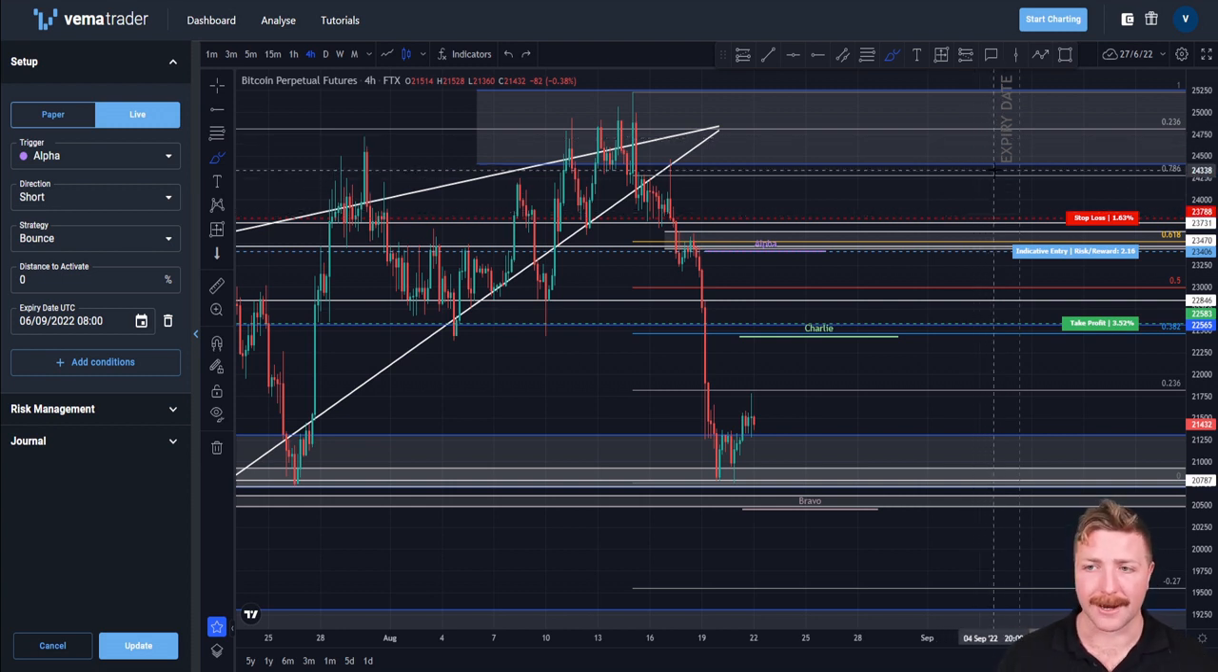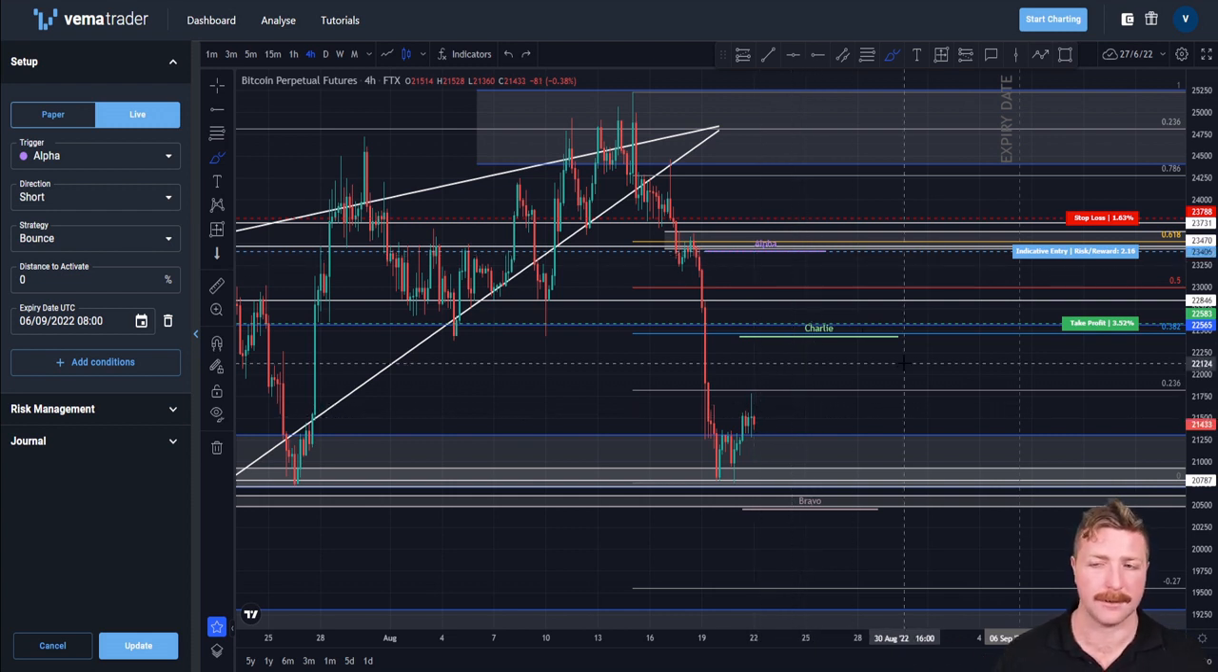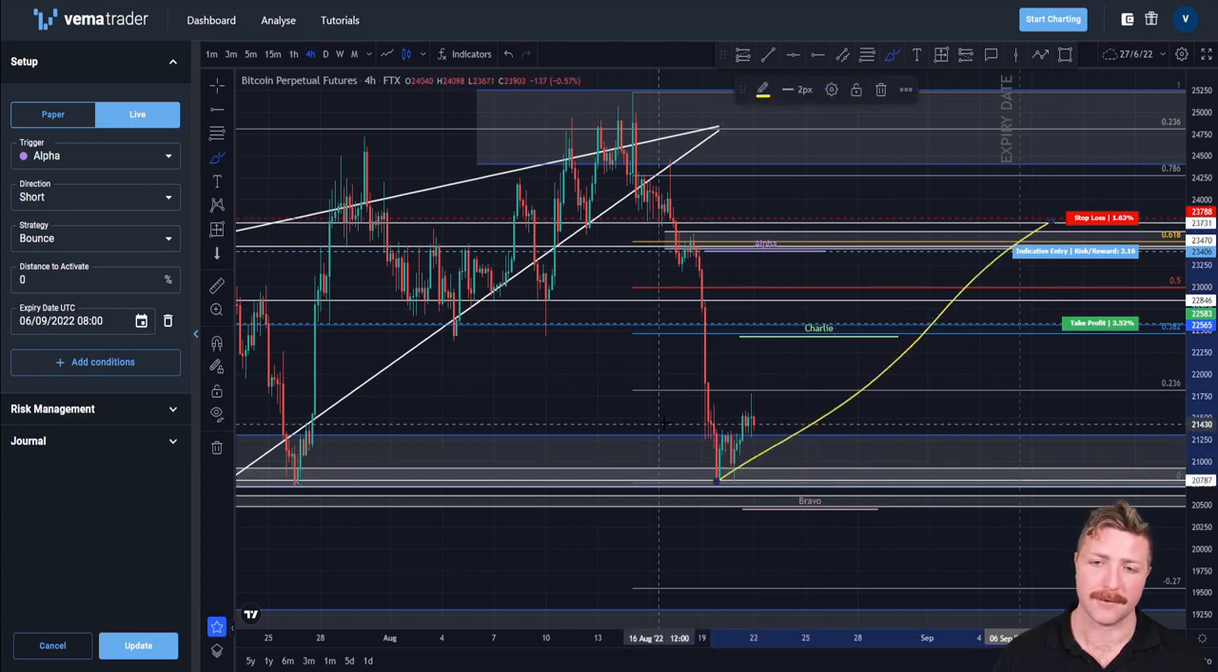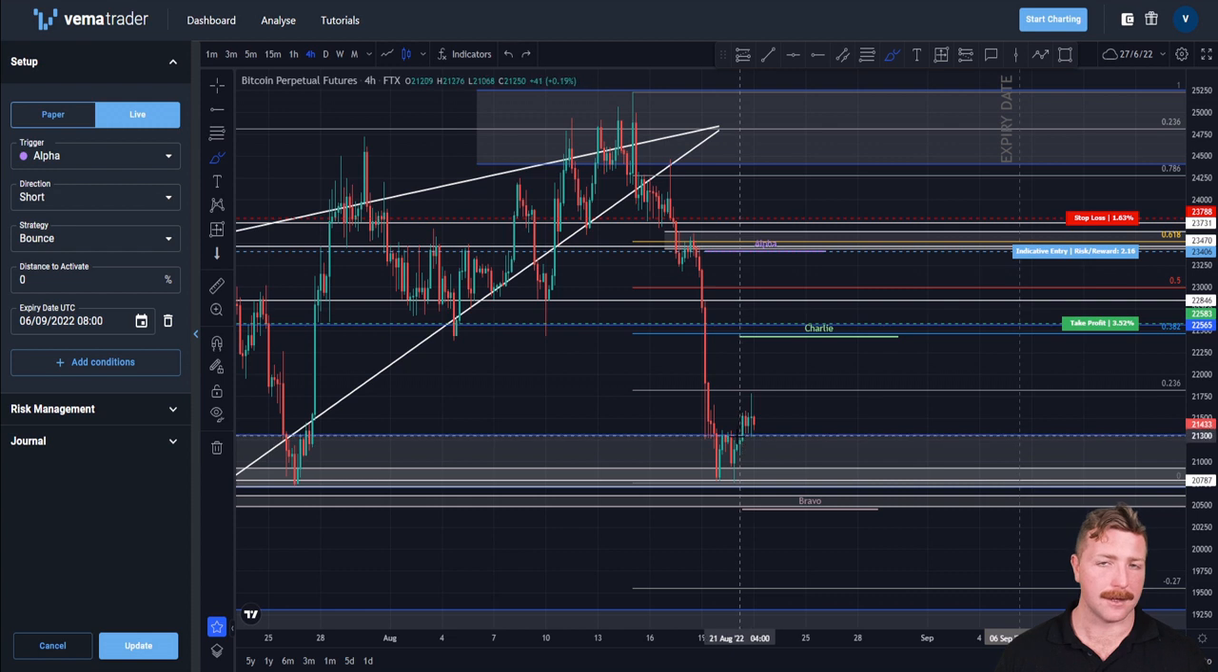I did set an expiry date on this trade, and the reason for that is it's the kind of trade I can see myself forgetting about because I don't really expect it to enter this week. I can see some sort of bear flag or something forming. It might take a few weeks to get there, and I can also see it not entering, right? We could just break down.